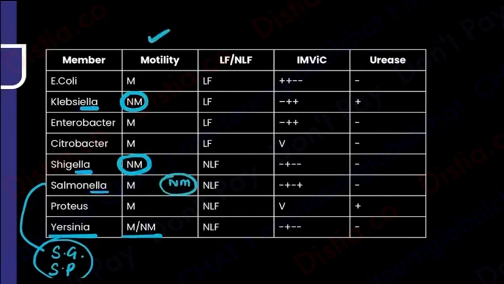Okay, motility done. Talking about lactose, the K-K-K ones were fermenters, meaning E. coli, Klebsiella, Enterobacter, Citrobacter. So remember, when you're talking about lactose fermenters, E. coli, Klebsiella, Enterobacter, Citrobacter are lactose fermenters. All of the others are non-lactose fermenters.